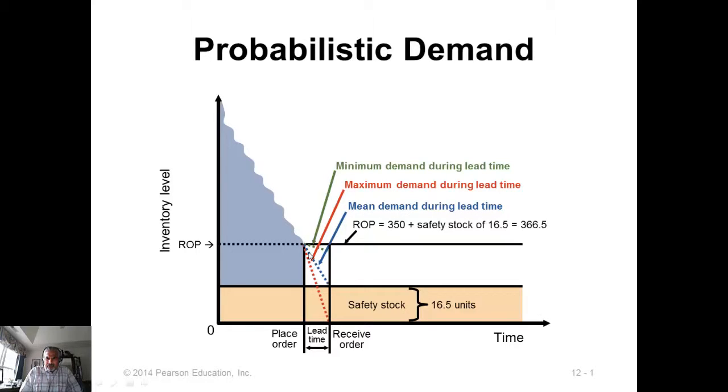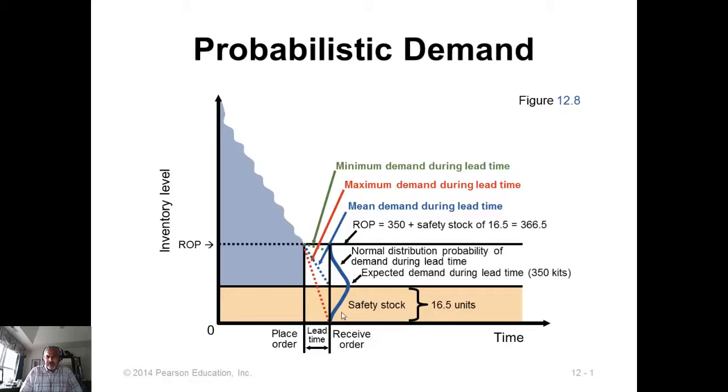And this is the mean demand. If the demand happens to be the average demand, then you would be right there. When the lead time is over, you would have just used up the average demand as the inventory, and the safety stock will remain. Now this is the probability distribution we are assuming, the normal distribution.